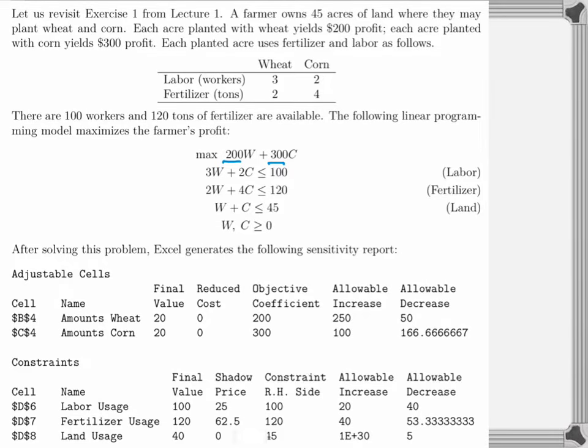To plant, I consume resources, right? So there is the 45 acres of land. So all that I plant, wheat plus corn, at the most what I have of land. And the wheat and corn consume the labor and the fertilizer resources at these rates shown in the table. So I have 100 units of labor available. To plant wheat, I consume 3. To plant corn, I consume 2. So this constraint says don't consume more labor than what you have, and similarly you have a don't consume more fertilizer than what you have constraint.